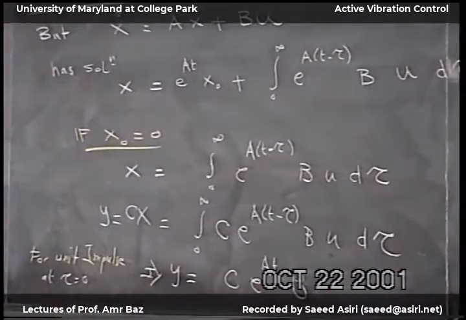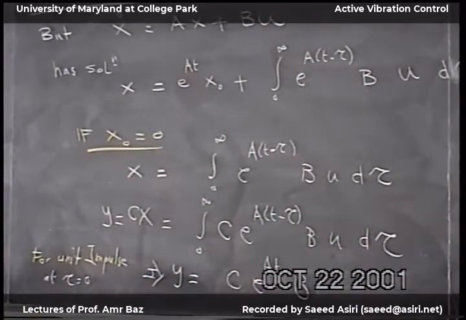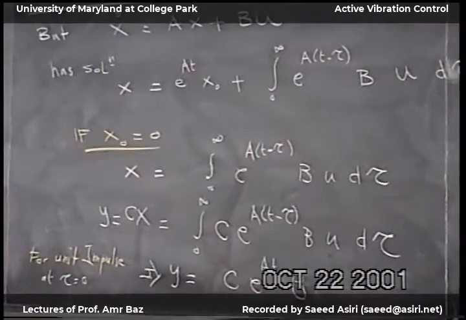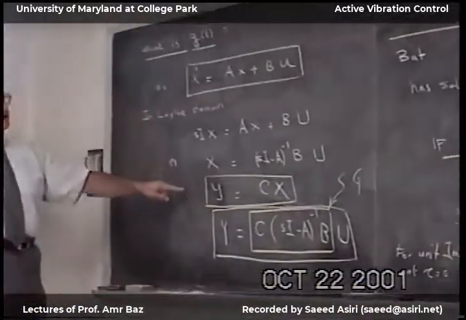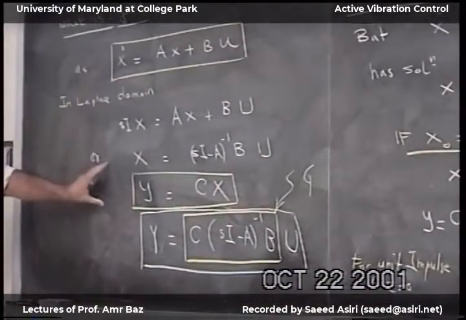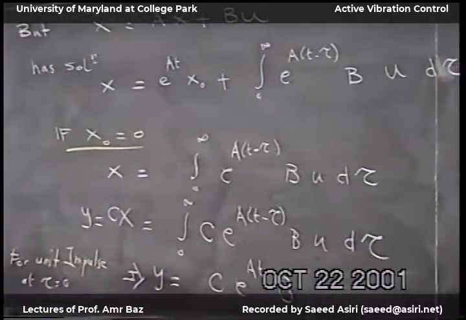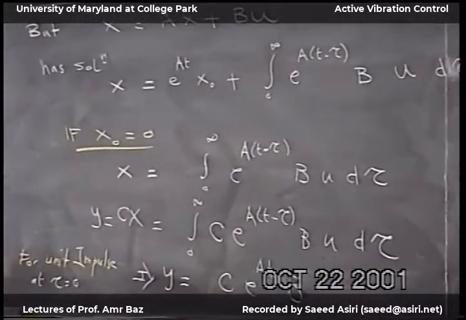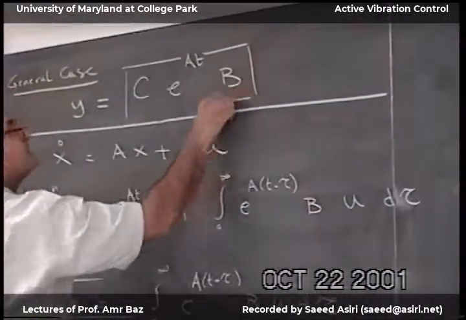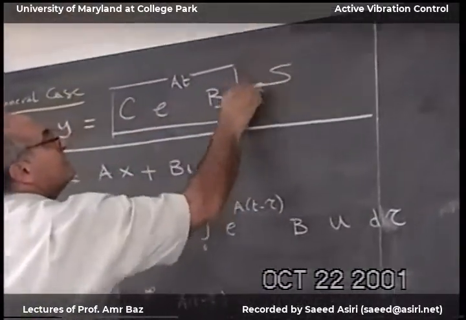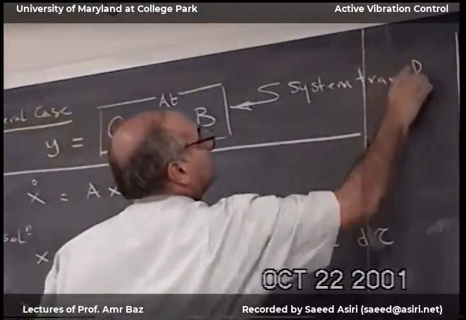The bottom line of all this: we can write a system given by the system equation and measurement. From these two, I can determine the response to a unit pulse, and this response is equivalent to the system transfer function.